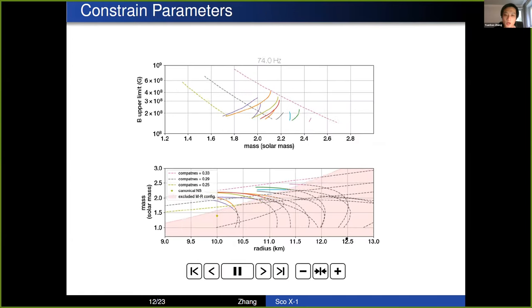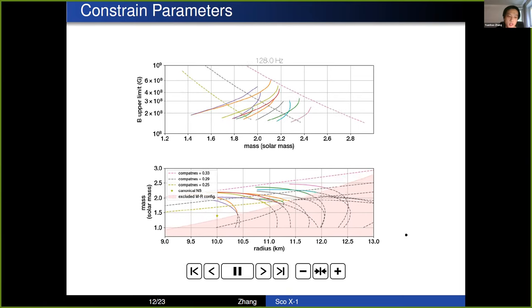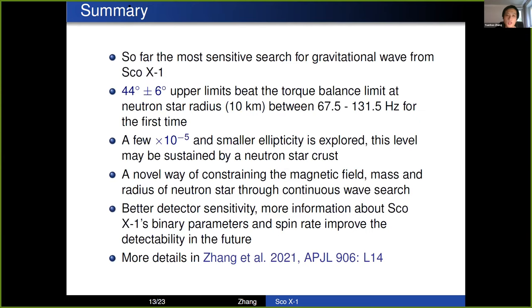And there's a little cartoon to show how this changes with the sensitivity, where the best sensitivity roughly happens at 96 hertz. You can see the magnetic field moving up and down given different sensitivity. So overall, I have mentioned all the points here. It's a novel way to constrain the parameters of a neutron star and to link it with continuous wave searches. Of course, the future is always brighter.